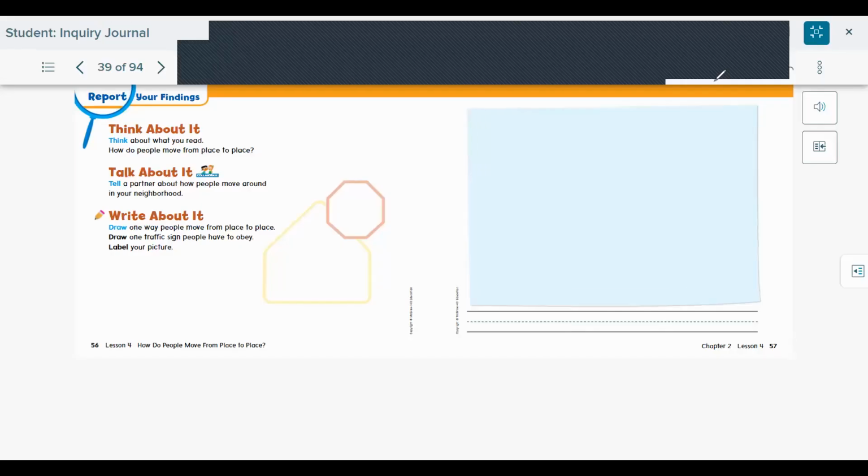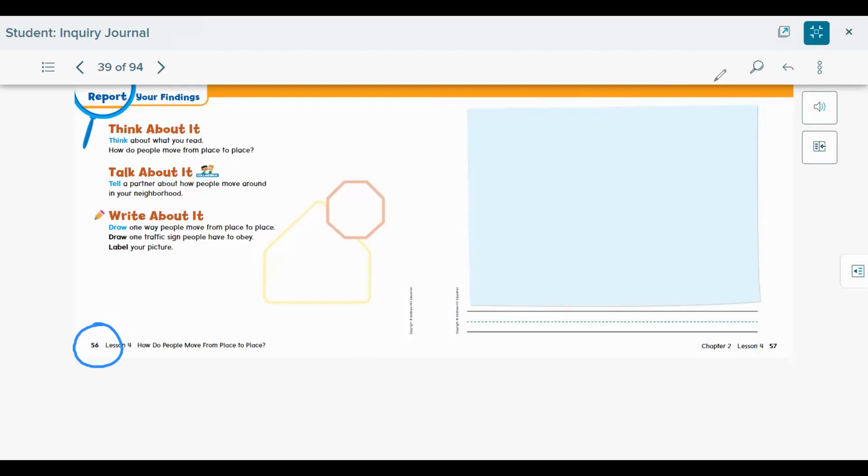All right, let's go to page 56 in our inquiry journal. We talked about how people move from place to place and how people move around in your neighborhood. I want you to draw one way that people move from place to place. You can go back and look and see how we move from place to place and draw one way that we move from place to place.